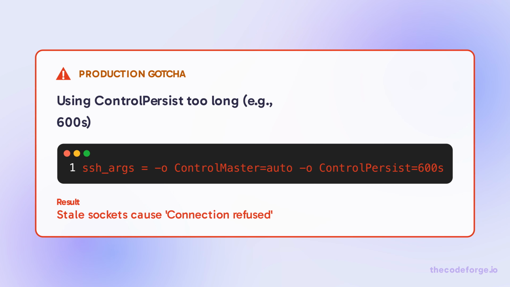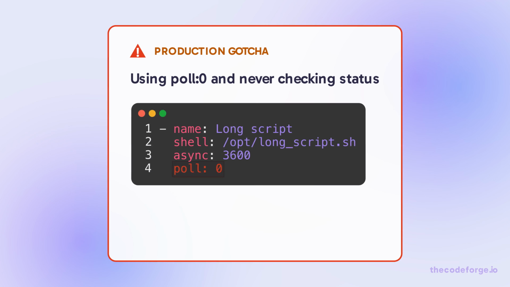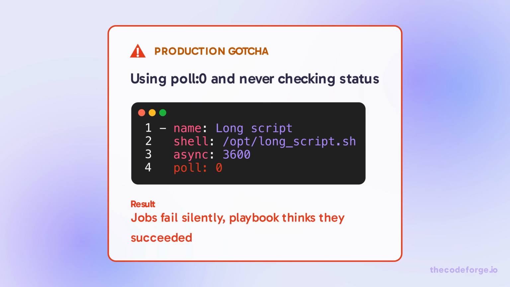Long ControlPersist values can leave stale sockets if hosts reboot. Set ControlPersist to 60s to avoid accumulation. Async tasks with poll: 0 return immediately, but the job runs in the background. If you never check the status, failures go unnoticed. Always use async_status if the result matters.